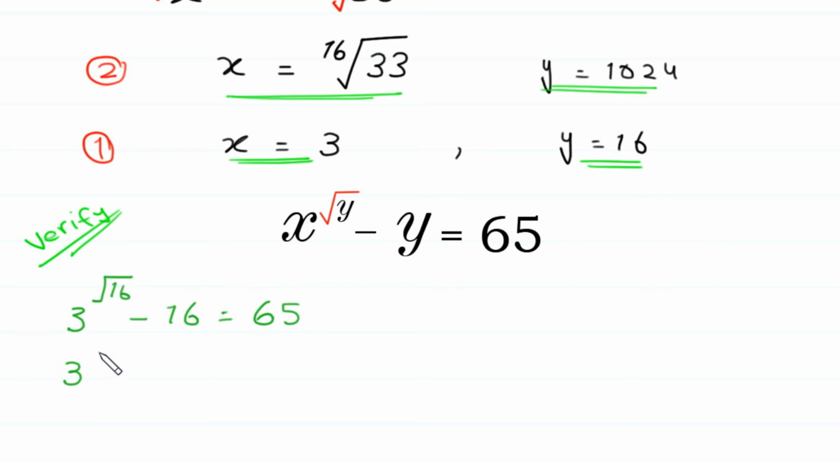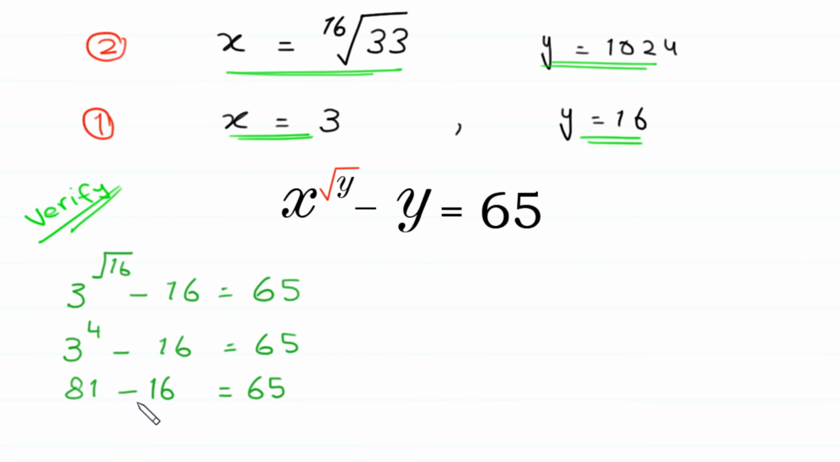3 to the power square root of 16 minus 16 is equal to 65. Next, 3 to the power square root of 16, which is 4, minus 16 is equal to 65, and 3 to the power 4 is 81 minus 16 is equal to 65, and 81 minus 16 is 65, equal to 65. You can see that the left hand side is equal to the right hand side. So it is proved that the value of x, 3, is correct and the value of y, 16, is correct.